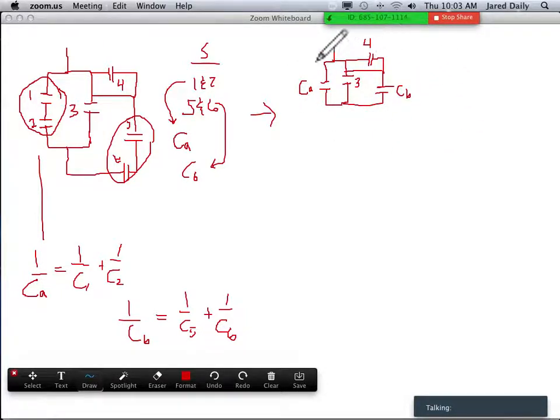Now, we have a new circuit. Are there any capacitors in here that are connected in series? No. You might be tempted to say that B and 4 might be in series, but there's a branch in between them. 4 and 3 might be in series, but there's a branch in between them, right? So they're not. So now we're looking for capacitors that are in parallel.